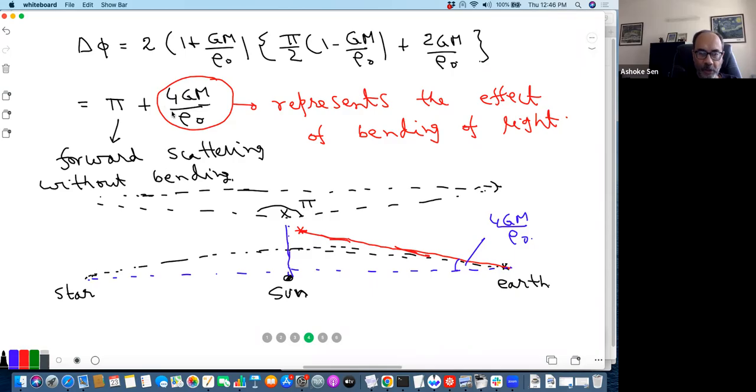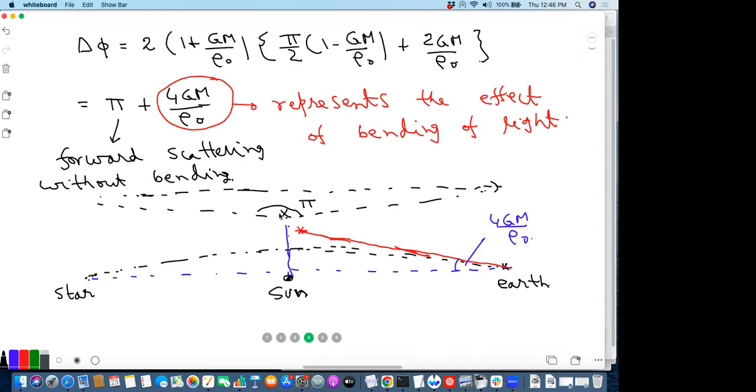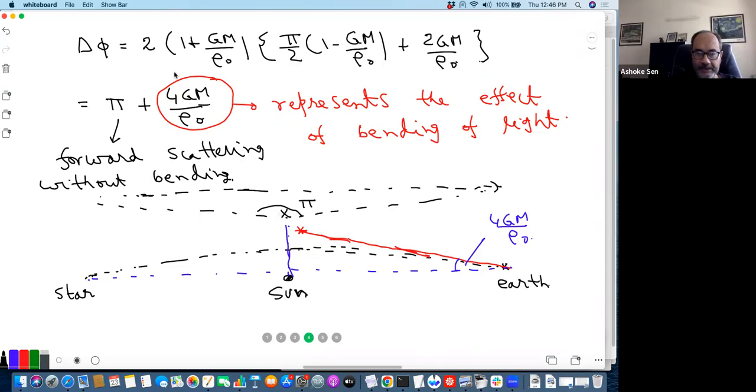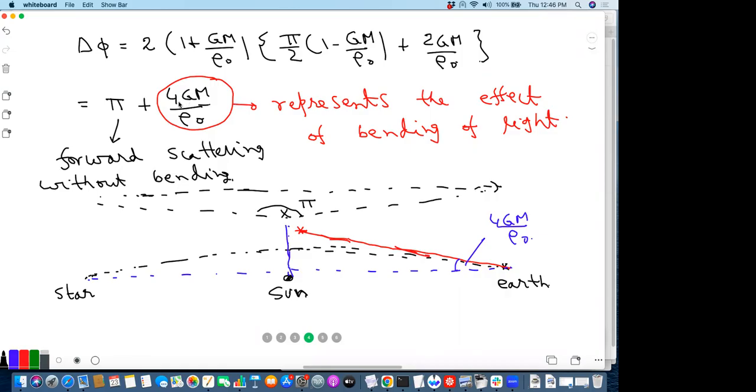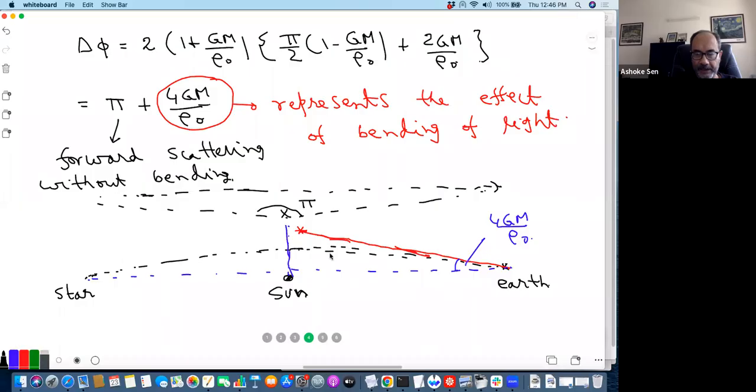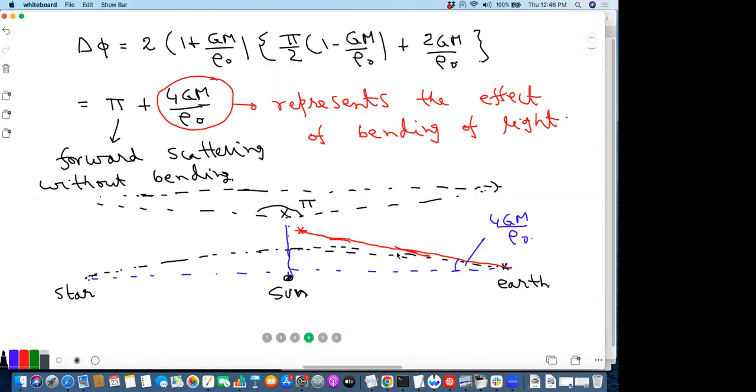Well, this is the answer we got, right? And I'm saying now that if this light had traveled straight without any bending, then this would have been just pi, right? The angle. So the excess is the effect of bending. So that's what you identify as the effect of bending, right? If there's no bending, then you'll just get the answer pi, if it had gone straight.